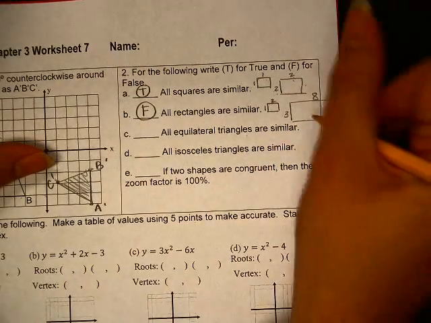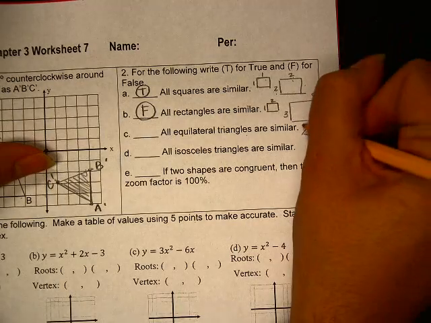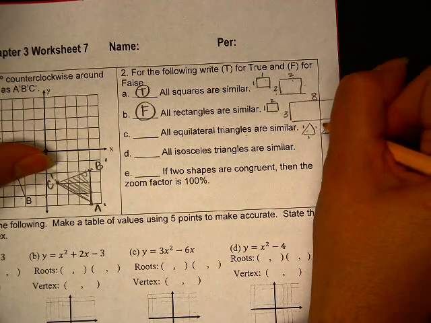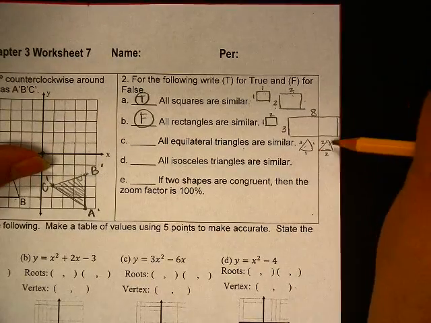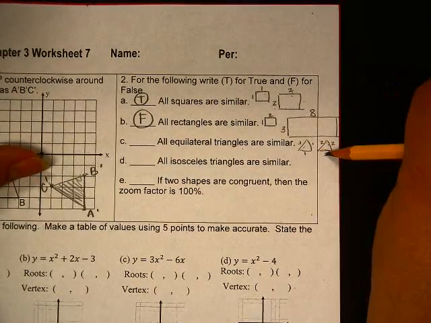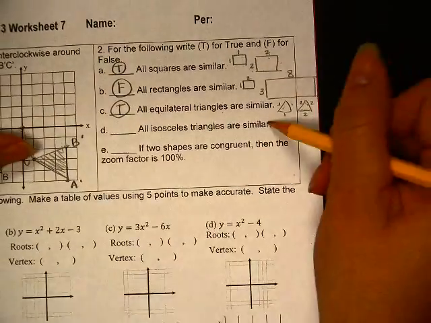All equilateral triangles are similar. Remember, all the angles are the same for all of them, and whatever sides those are, these are also the same. So if it's going to be a 1 to 2, 1 to 2, 1 to 2, or 3 to 7, 3 to 7, 3 to 7, but the ratios will all be the same and the angles are all the same. So that's true.